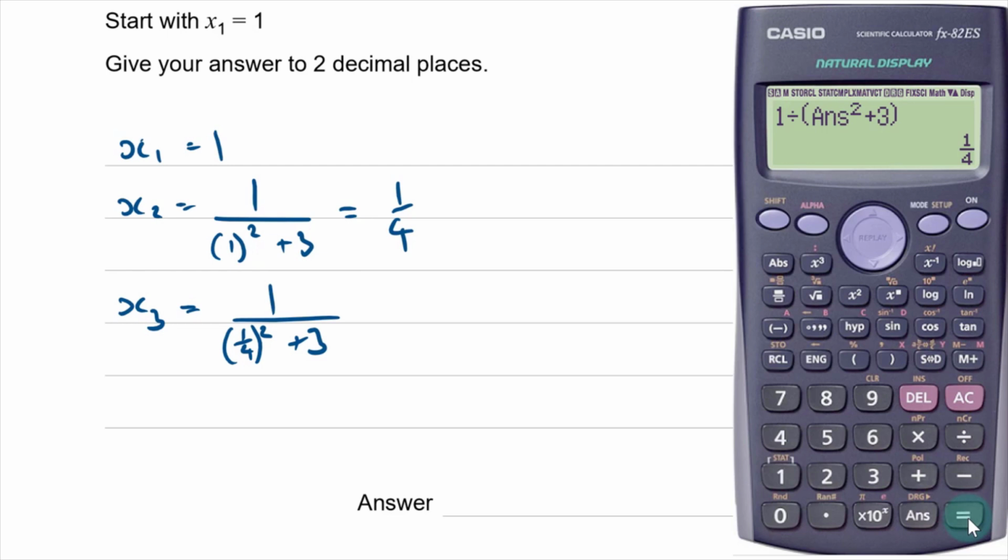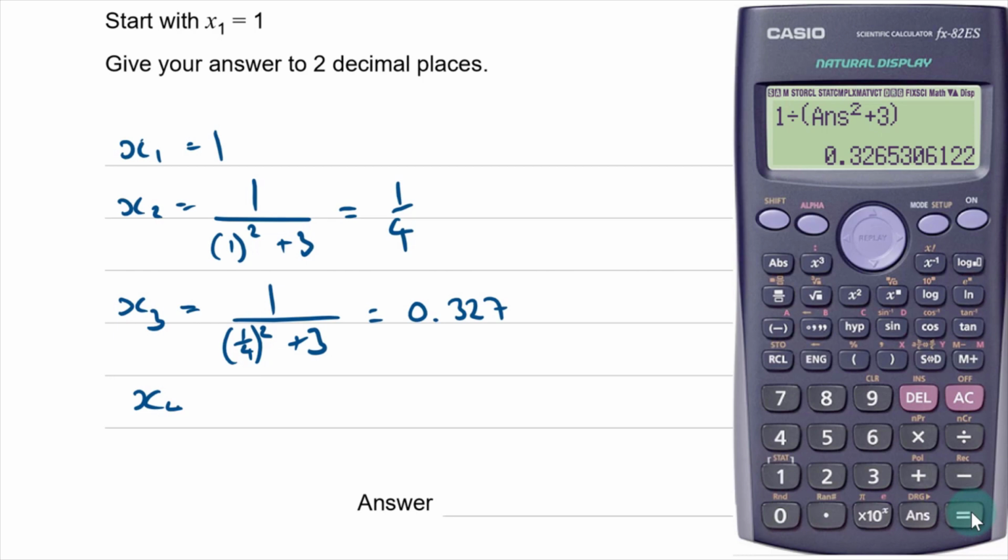So all I need to do now is press equals again, and it will feed my 0.25 back into the equation and give me the next answer, which is 0.32. I'm going to write these down to 3 decimal places, one more than they're asking me to, so I can see when it's settled down. So this is 0.327.